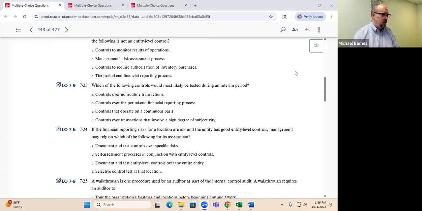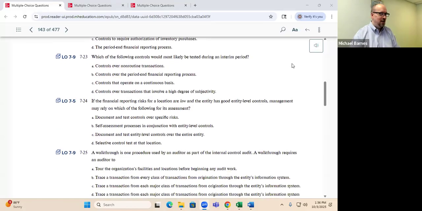Question 723. Which of the following controls would most likely, there we go, we're back at most likely again, be tested during an interim period? Before we answer this question, let's think about the nature of something we want to do in an interim period. This is a reflection of something we talked about back in chapter 6. Why would we test controls during an interim period? Well, the whole justification for testing controls in interim is that the controls are not likely to change over time. So we're looking for an answer that reflects that, where controls are relatively static, fairly stable. Keeping that in mind, controls over non-routine transactions. Well, if it's non-routine, that means the controls themselves probably have to be in flux a little bit too. Controls over the period-end financial reporting process. By definition, those controls relate to what?